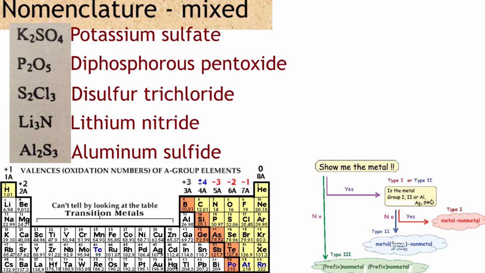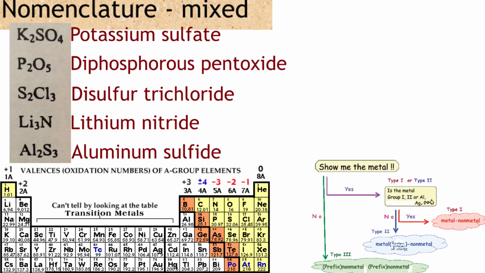Here are the answers. Hopefully you got really close to them if you didn't get exactly right. Remember that all of these are going to have a first name, last name. First element here is K. That is a metal because it's to the left of the stair step. So I know that I'm just going to name the ions. It doesn't matter how many are there. K is potassium. SO4 is not sulfur, but sulfate.